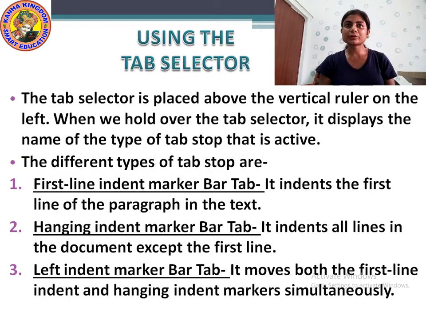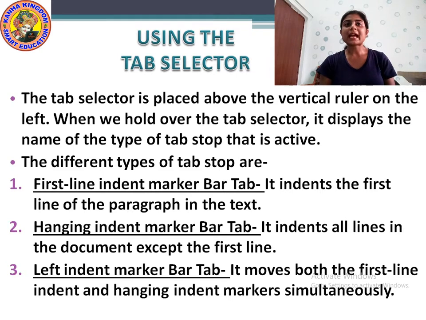Now students, using the tab selector, how can you use this tab selector? The tab selector is placed above the vertical ruler on the left. When we hold over the tab selector, it displays the name of the type of the tab stop that is active. On the left side, you will see this tab selector, which is placed on the vertical ruler on the left side of the Word document page.